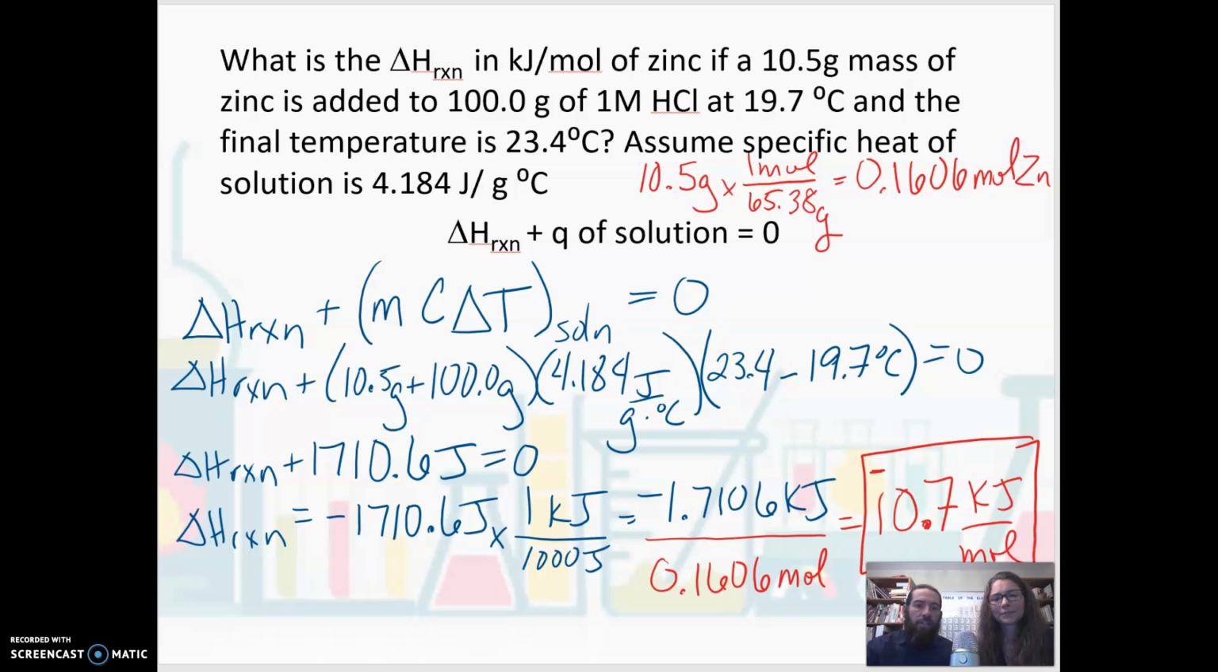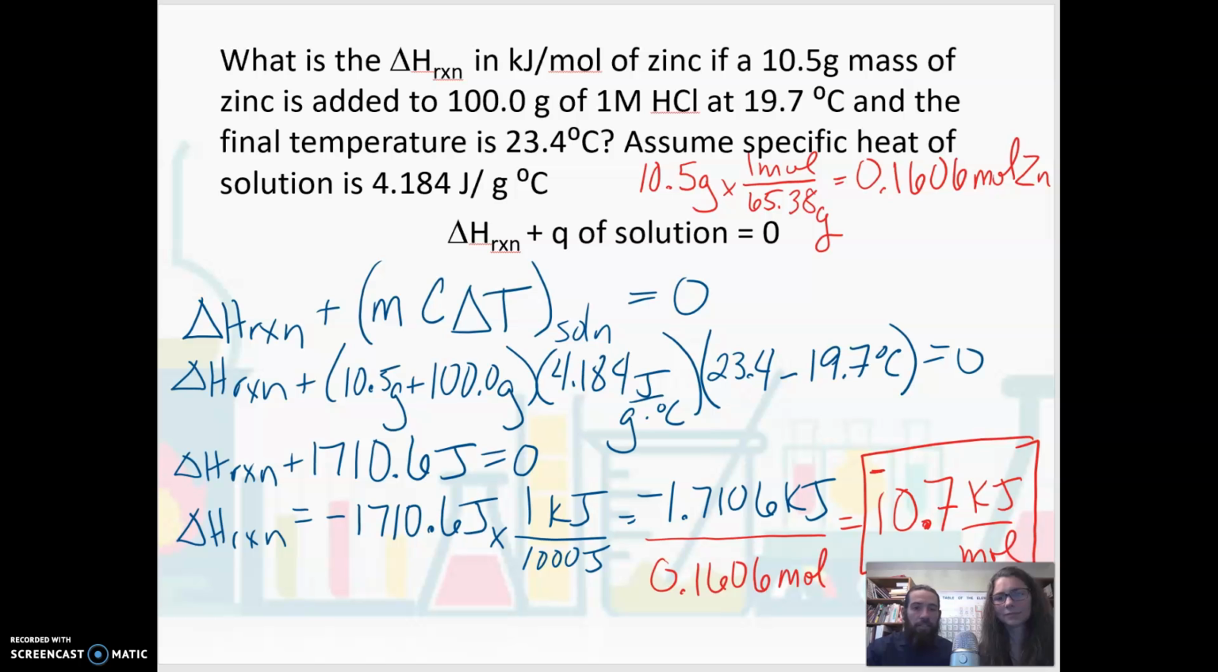So we've got our equation written out here, the mass of both the zinc and the HCl, because that makes up the solution, and we're doing the MC delta T of the solution. We have to sum those two masses. We're using 4.184 for the specific heat, and its delta T is final minus initial. So we've got 23.4 minus 19.7. We set that equal to 0. So when I do my subtraction and then multiply those three together, I get 1710.6.